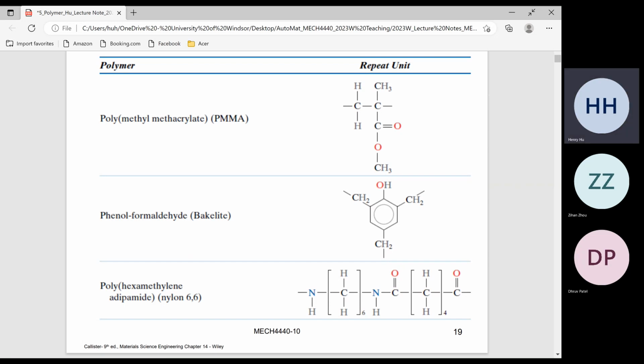And 19. Owen Mark, are you there? Can you just say a few words about this slide, next slide?